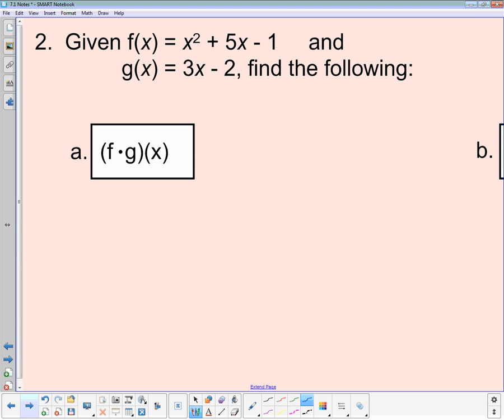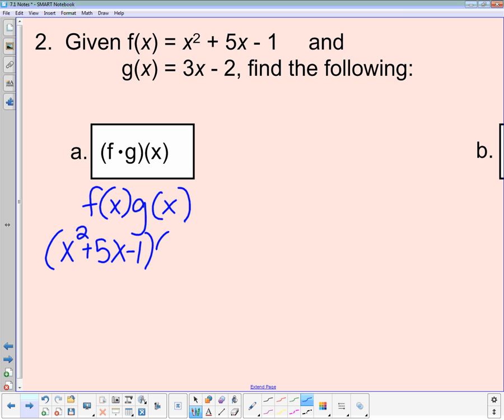Moving on to our next example. We have two new functions. We have f of x is equal to x squared plus 5x minus 1, and g of x is equal to 3x minus 2. And we're going to find the following. The first example we're going to do is f times g of x. We'll rewrite this as f of x times g of x. Our f of x function is x squared plus 5x minus 1, times 3x minus 2, our g of x function.